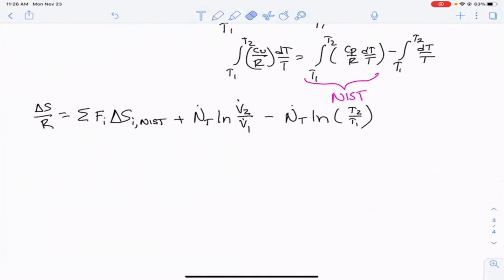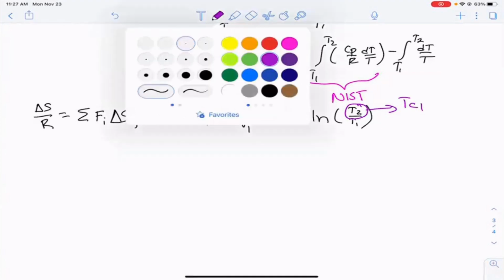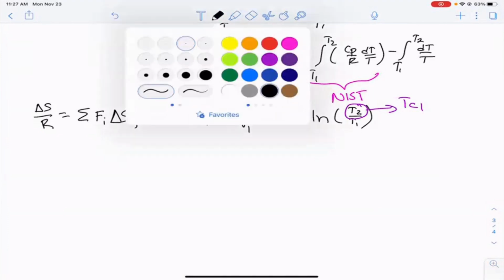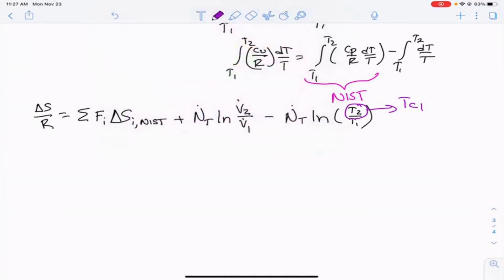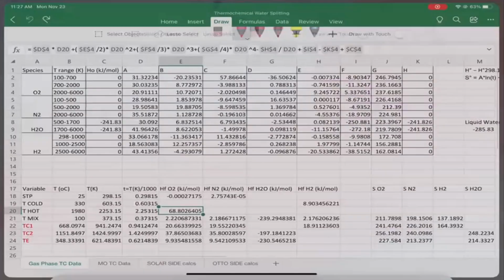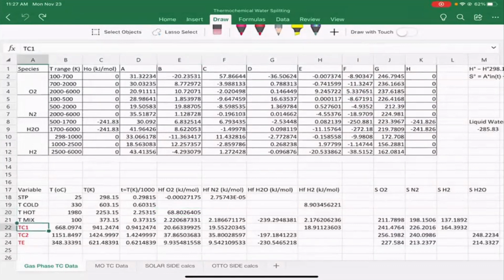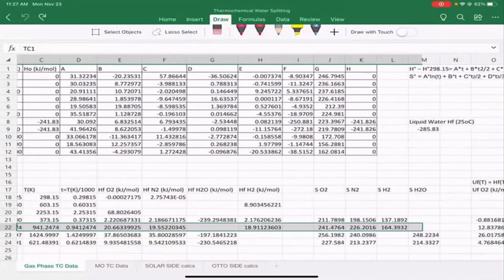if that's the case, this second temperature here that we've labeled is what we called in the original diagram just TC1. It's the temperature that was leaving the compressor. So what we can then do is find the temperature that satisfies this equation. And you'll notice in the Excel file here, not only have I calculated the enthalpies at these different temperatures, right? So here's TC1, but also the NIST entropies at that temperature, all right?